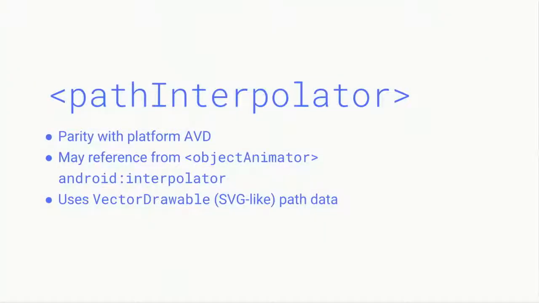We've also backported support for interpolation along a path. So this provides parity with the platform AVD again. And this is going to allow you to set the interpolator on your object animators to be a path using a spec similar to what you would use for SVG and what we support in vector drawable path data. So here's an example of combined path morphing and path interpolation.